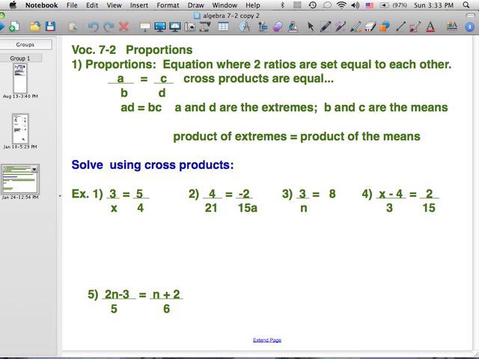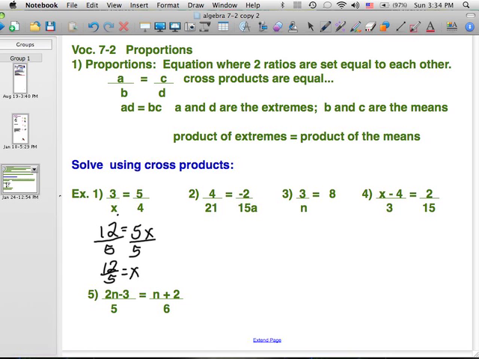So using that, checking if these are proportions, and solving for x, 3 times 4 is 12, and 5 times x is 5x. We want to find out what goes in for x to make that a true proportion or equal. So we divide by 5, and our answer is 12/5.